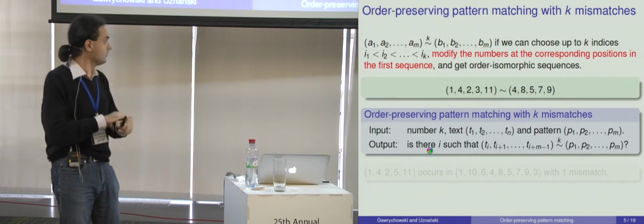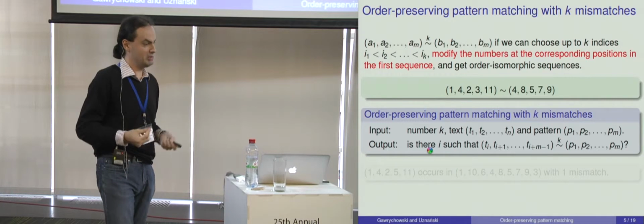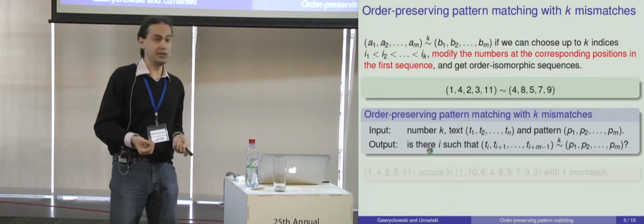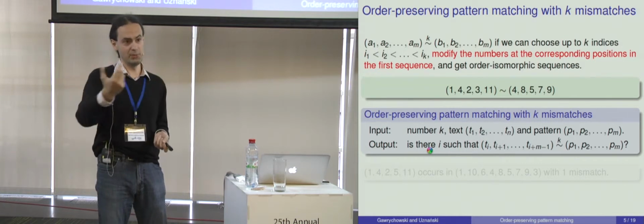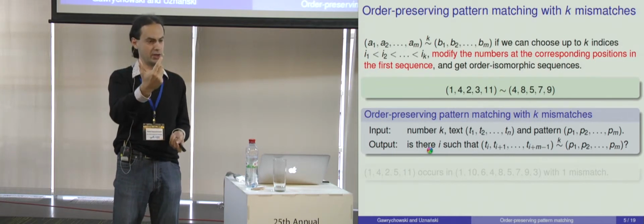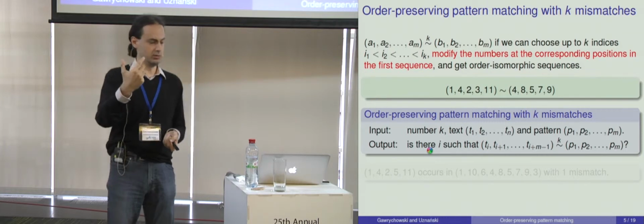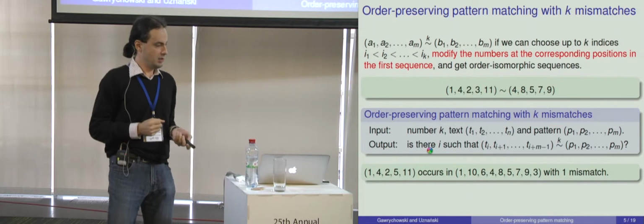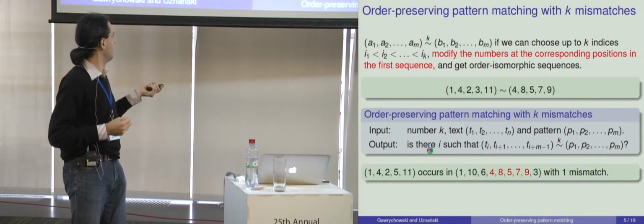And now I would like to solve order preserving pattern matching with k mismatches, where I also get the text, the pattern and the number k, and I want to find all the fragments of length m of the text such that the corresponding things are matching up to k mismatches. So that's my problem that I would like to solve. You can see a small example, and you can find one match.